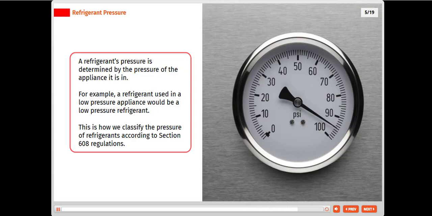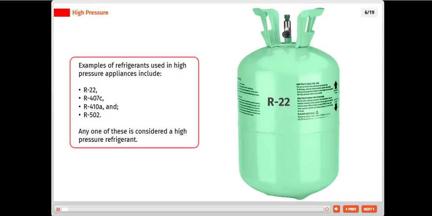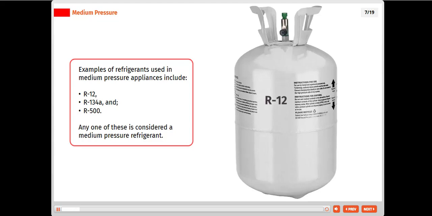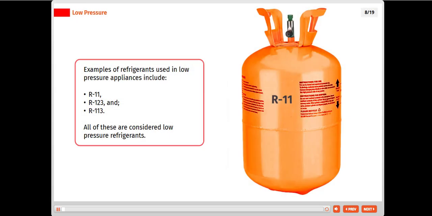Examples of refrigerants used in high-pressure appliances include R22, R407C, R410A, and R502. Any one of these is considered a high-pressure refrigerant. Examples of refrigerants used in medium-pressure appliances include R12, R134A, and R500. Any one of these is considered a medium-pressure refrigerant. Examples of refrigerants used in low-pressure appliances include R11, R123, and R113. All of these are considered low-pressure refrigerants.